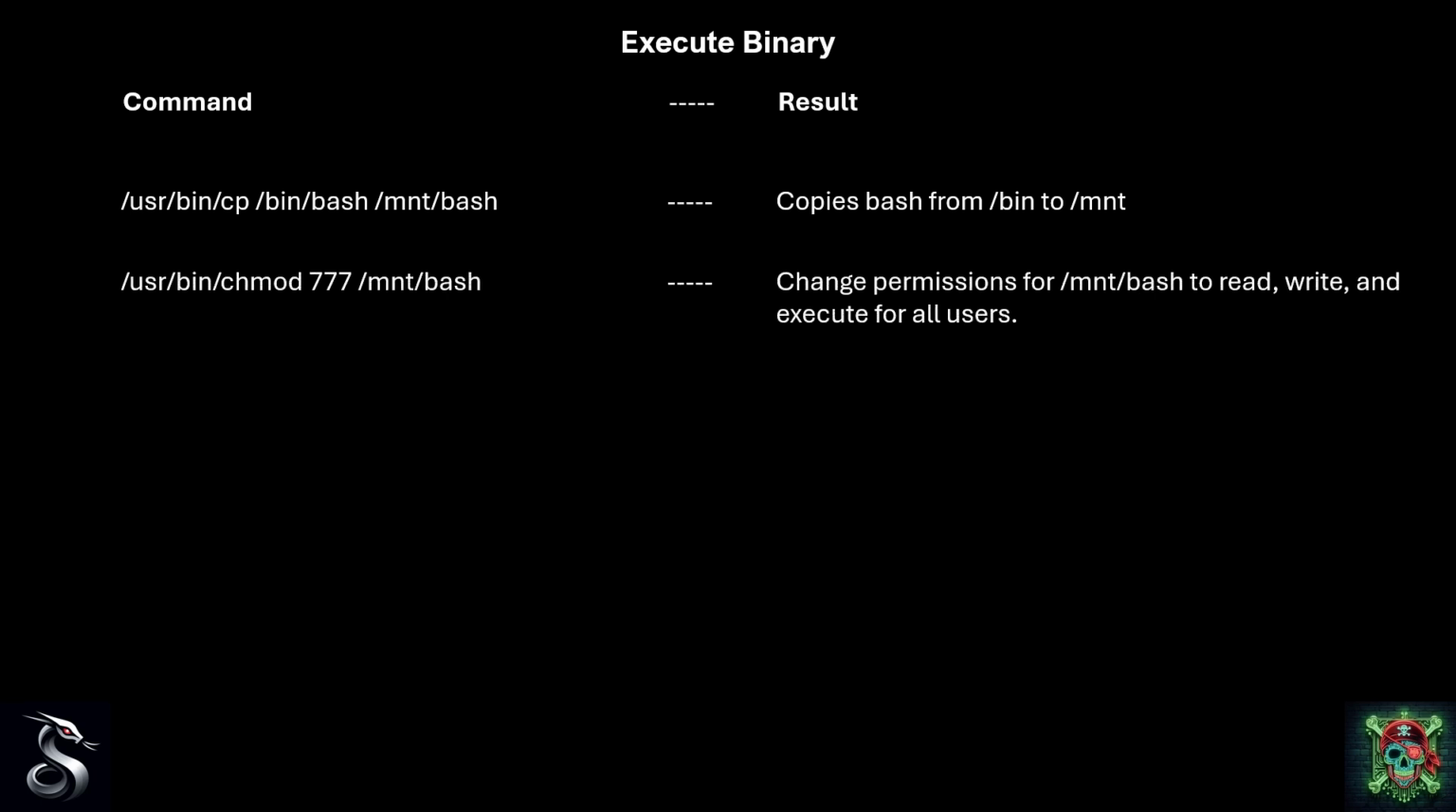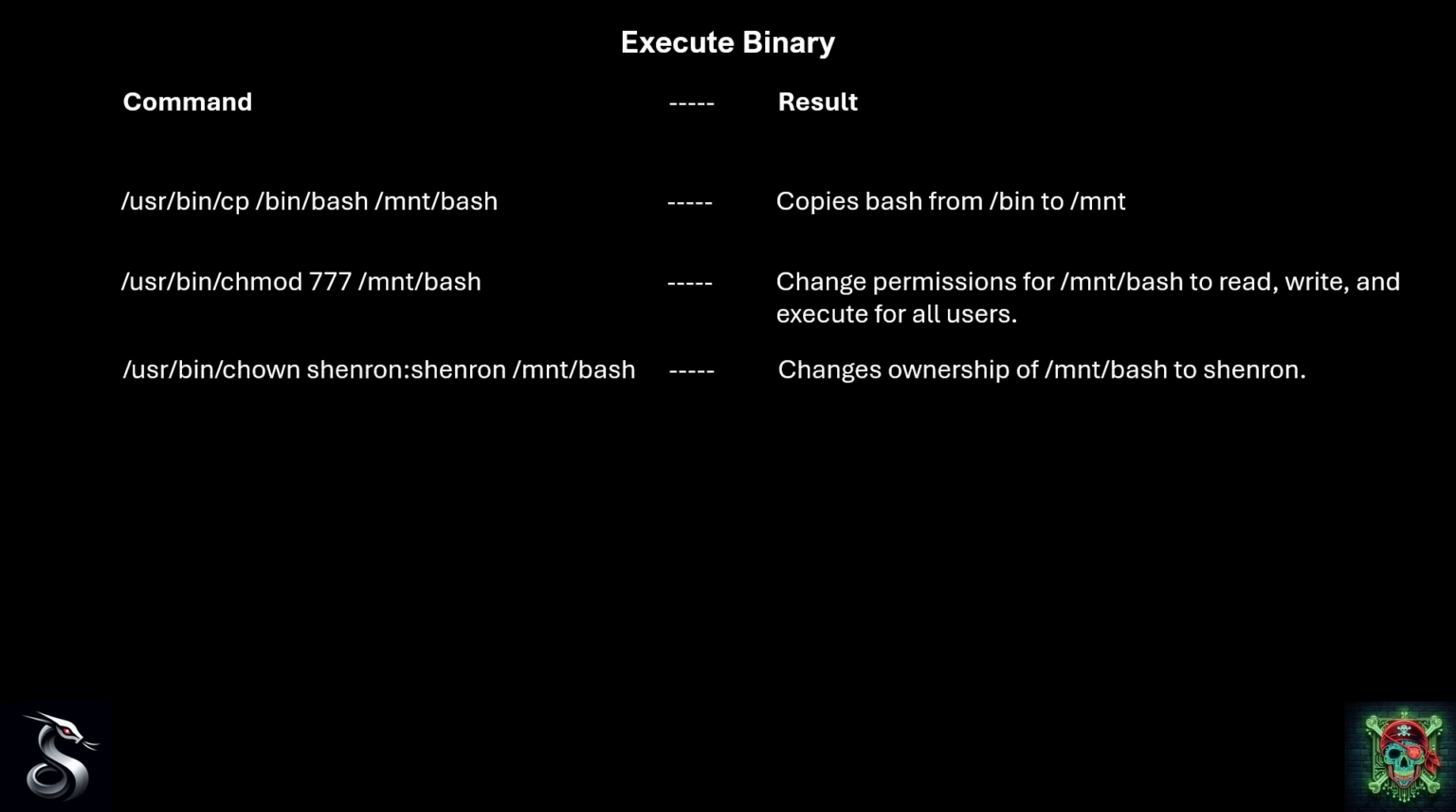The next command is /usr/bin/chmod 777 /mnt/bash. In other words, use the change mode function to set the permissions for /mnt/bash to 777, which is read, write, and execute for all users. Next, we have /usr/bin/chown shenron:shenron /mnt/bash. This changes ownership of /mnt/bash to the user Shenron and the group Shenron.